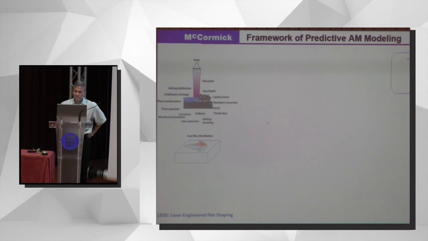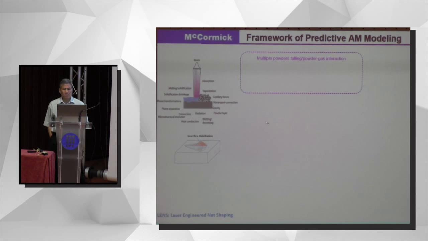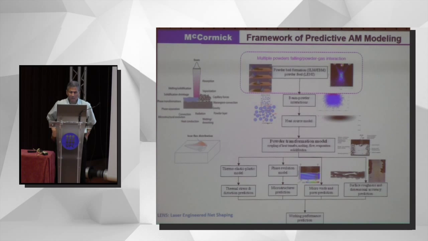Okay, and we started with the multiple powder falling, powder-gas interaction. Okay, we are developing models for this. And I just show you the whole system. It's a little bit complex. Okay, and then the beam interacts with particles. And then we propose, basically looking at literature, using the Monte Carlo ray tracing technique to develop the melting process so they can actually come up with a mathematical model for the continuum modeling of the heat source.